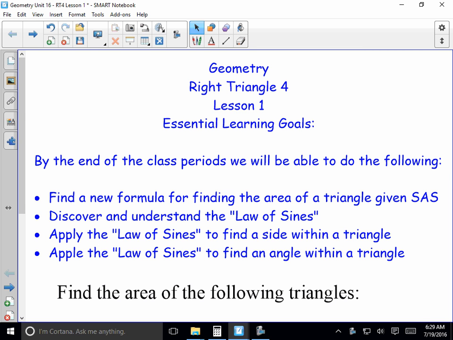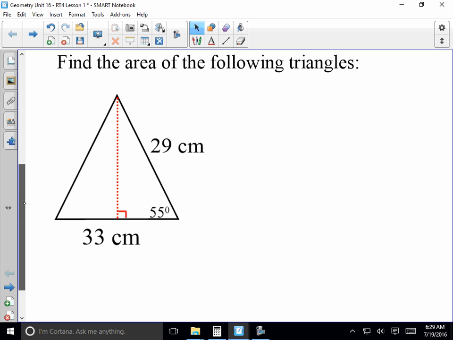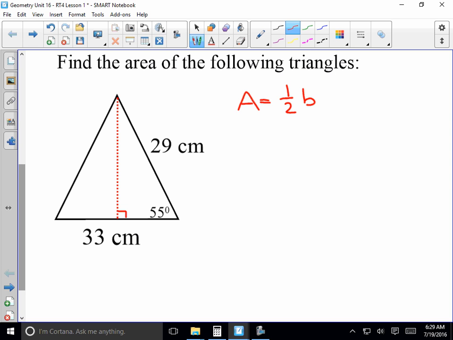And today we're going to investigate the law of sines and also be able to find the area of any triangle given that it's a side angle side triangle. So now, if we look at this triangle that we have here, we can notice that we don't have all the information to be able to find the area of this triangle. We know that the area of a triangle is 1/2 length of the base times the height. We're close. We've got the base length of this triangle, 33. What we do not have is the height of the triangle.